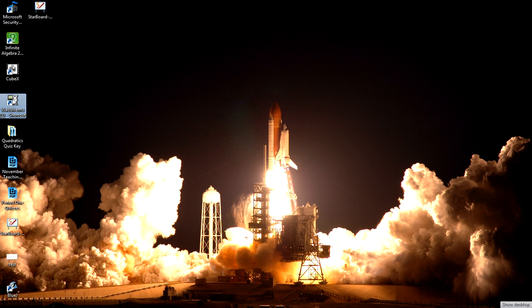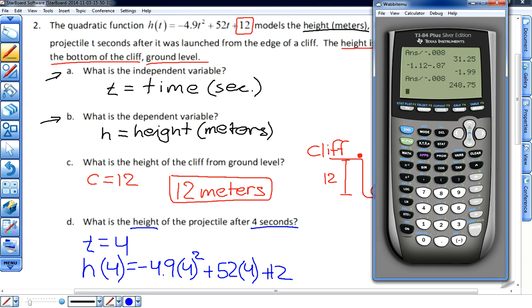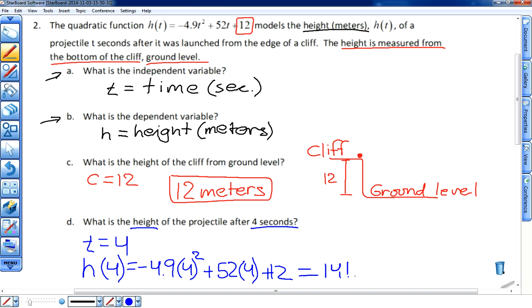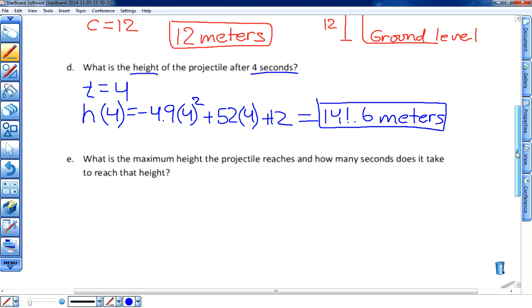So let's really quick grab our calculator here. Okay. And we are supposed to do negative 4.9 times 4 squared plus 52 times 4 and plus 12. We end up with a height of 141.6. So this right here is 141.6, and the units of our height is in meters. So from 4 seconds after launch, our projectile is 141.6 meters in the air.